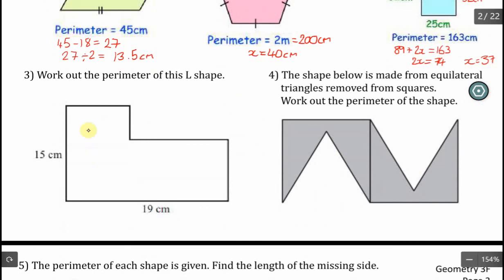Now it looks like we're not given enough information to do this shape because we're not told either of these vertical lengths, and we're not told either of these horizontal lengths. We're just told that the overall width is 19 and the overall height is 15. It's a very clever type of question actually, and we don't actually need these lengths because it doesn't matter. It doesn't even matter that we've got a cut out shape here.